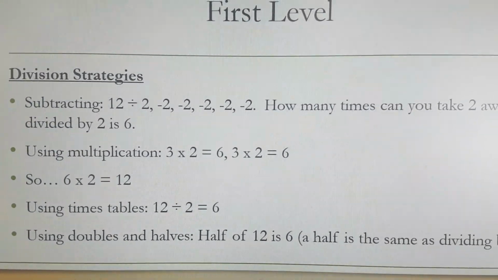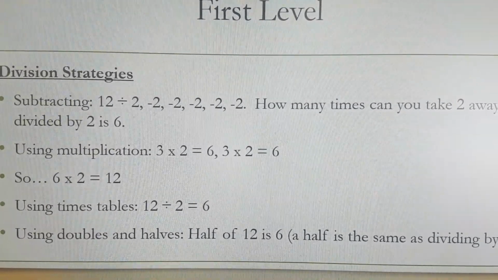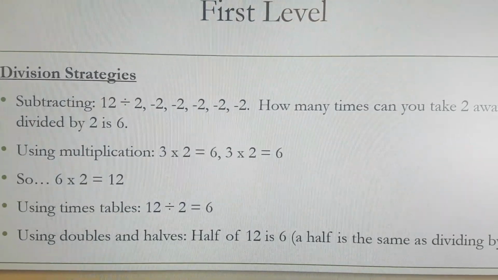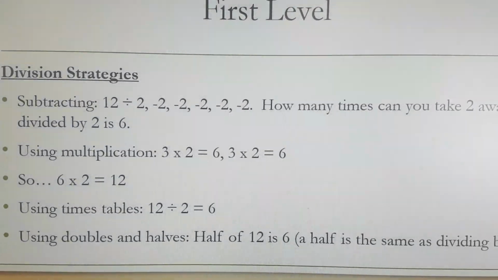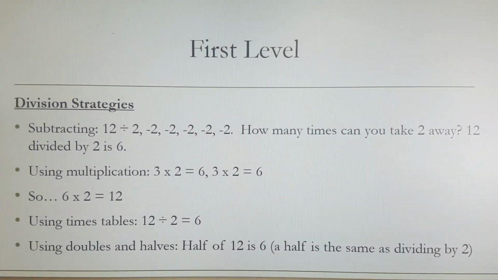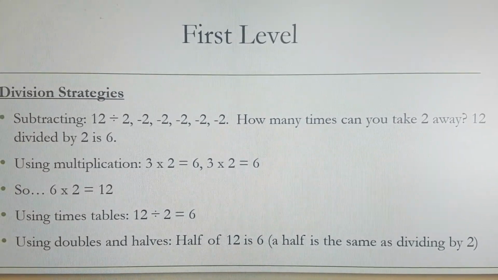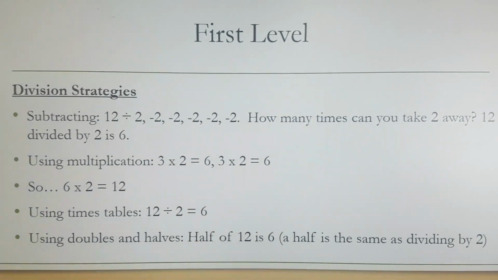We may also use times tables. We may know that, as we said earlier, 6 times 2 is 12, so 12 divided by 2 is 6, and also 12 divided by 6 is 2. We're trying to learn those relationships between the numbers. We may also use doubles and halves. Half of 12 is 6, and as I said, a half is the same as dividing by 2.